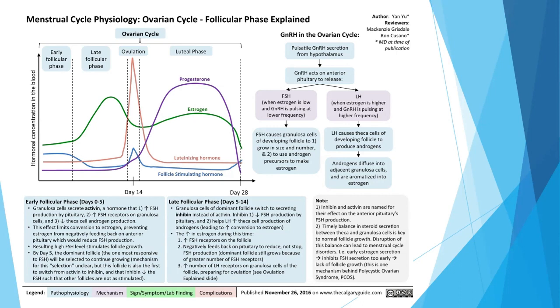The inhibin and activin are named for their effect on the anterior pituitary FSH production. Timely balance in steroid secretion between theca and granulosa cells is key to normal follicular growth. Disruption of this balance can lead to menstrual cycle disorders. Now here we can see there is the early follicular phase where there are typically low levels of estrogen, low levels of follicle stimulating hormone, low levels of luteinizing hormone, and low levels of progesterone. Now, you can see in the late follicular phase, there is an abrupt high increase in the estrogen here.